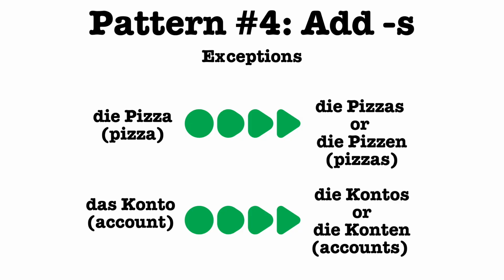There are a few words that end with i, a, or o, but have been around in German for so long that they've developed their own legitimately German-sounding plural endings. There are some people who use an s at the end of these, such as die Pizza, die Pizzas, or you could use the Germanic ending die Pizzen. Das Konto can be either die Kontos or die Konten.